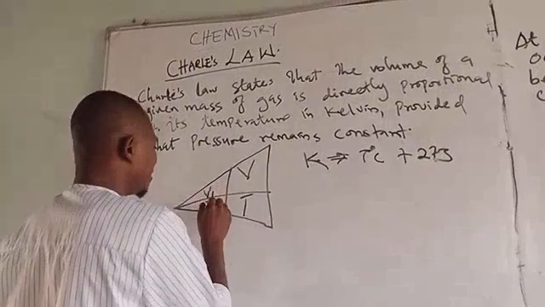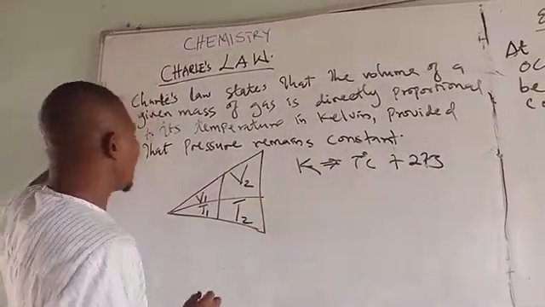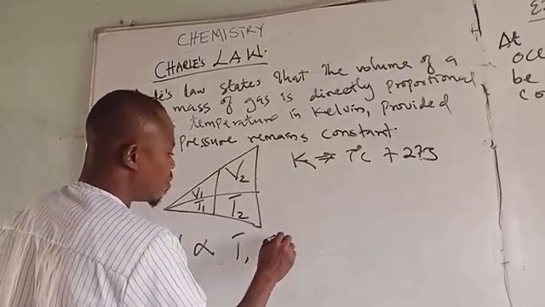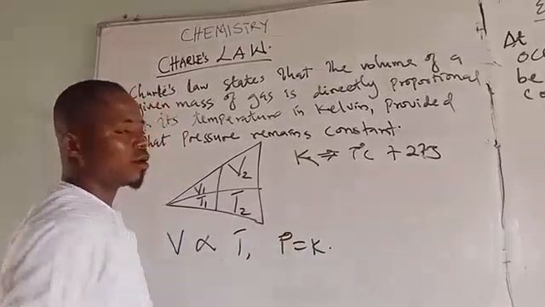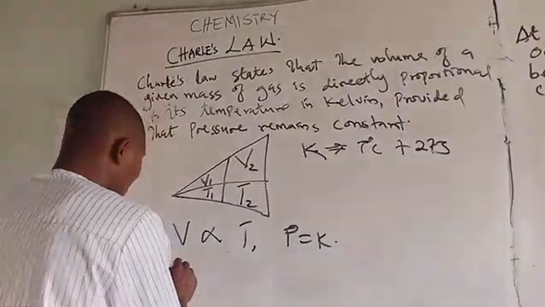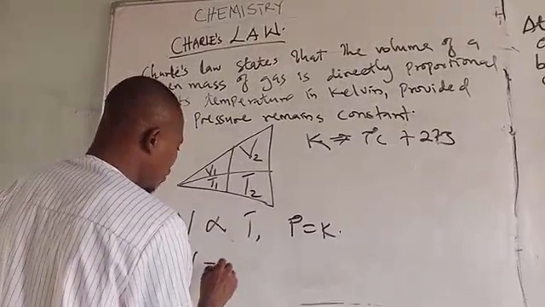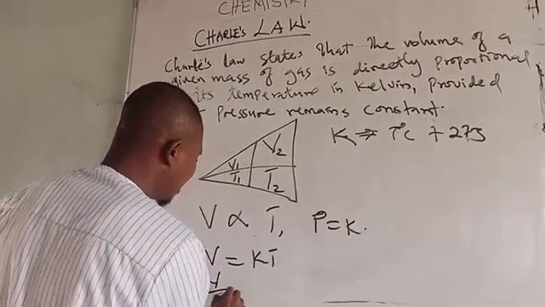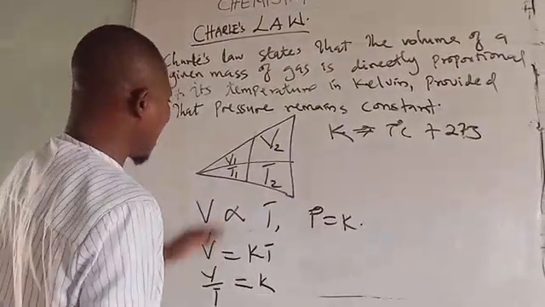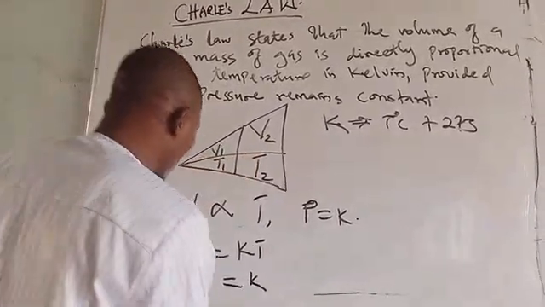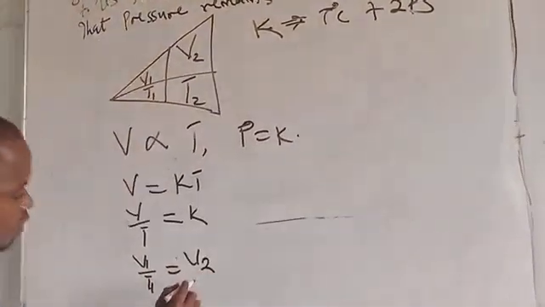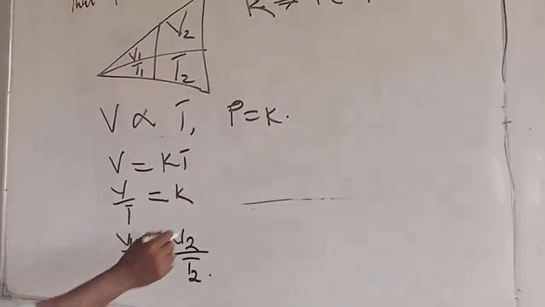So I'll call this V1, T1, V2, T2. So mathematically we can say that V is directly proportional to T when P is constant. So that V will be equal to KT, to remove the proportionality sign, so that V over T will be equal to K. It means that at instance 1 and instance 2, comparing them, we'll have that V1 all over T1 will be equal to V2 all over T2. And this is a statement of Charles' law.